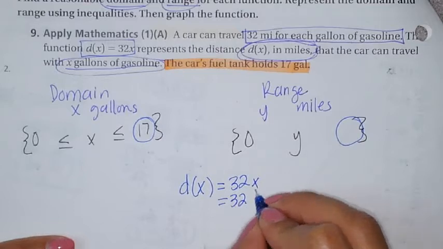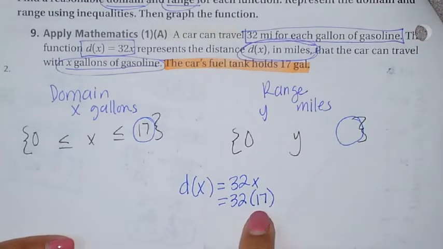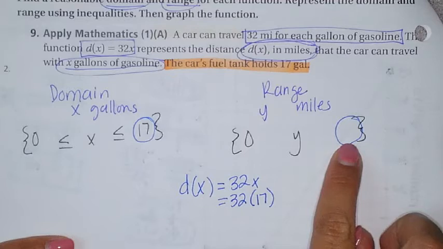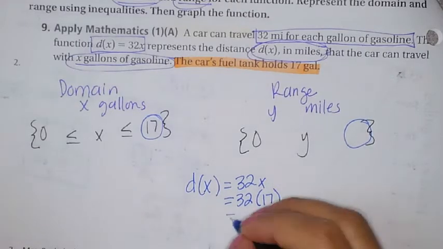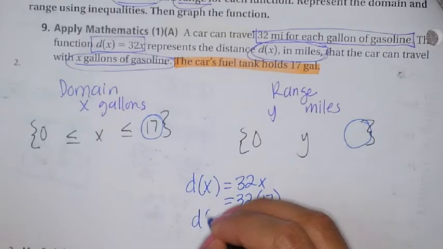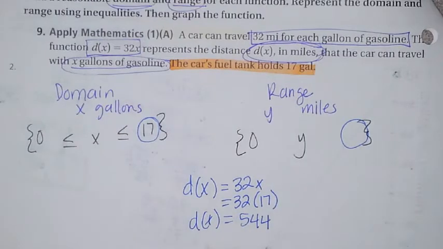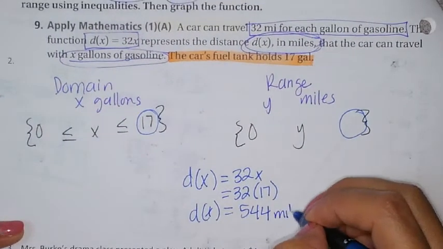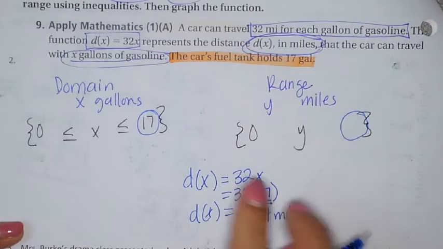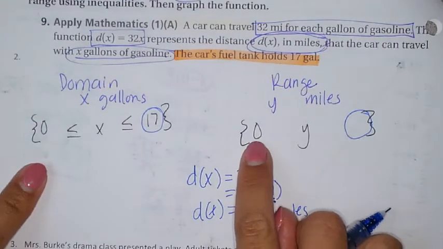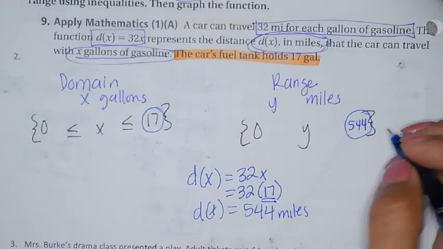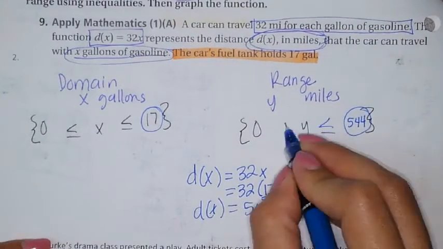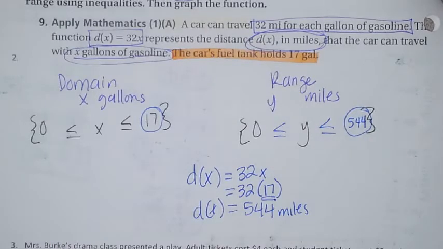When I have the maximum amount, when the tank is all the way full, that would be the maximum miles I can travel. So I have to multiply 32 times 17. And that gives me 544. This is the maximum distance when I have a full tank. When I have an empty tank, I can't go anywhere. When I have a full tank, I can go all the way to 544. Okay? So now I have my domain and range for that.